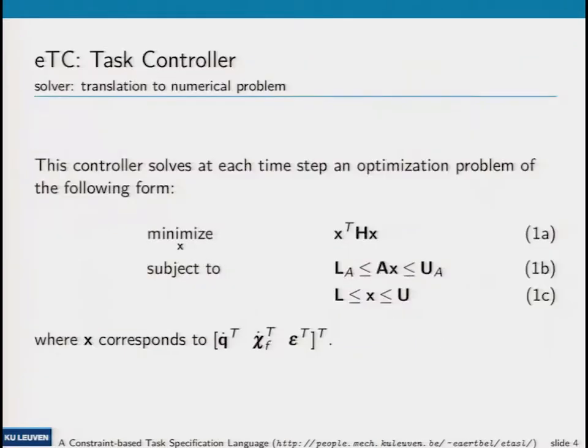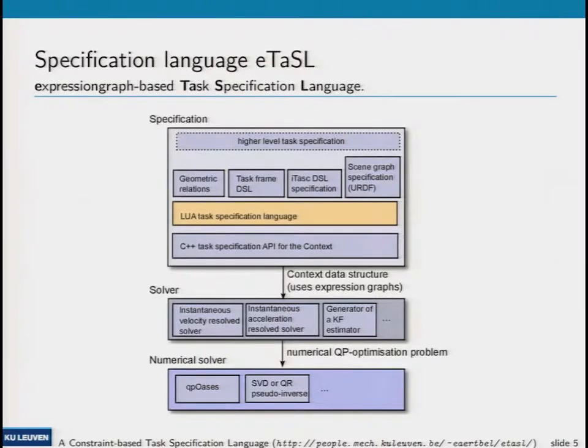A typical solution for this is to use constraint-based optimization. In this approach, the controller solves an optimization problem at each time step. The subtasks at hand, such as following a trajectory or avoiding an obstacle, are then formulated as constraints to this optimization problem. The contribution of this work is to design a specification language for such controllers.